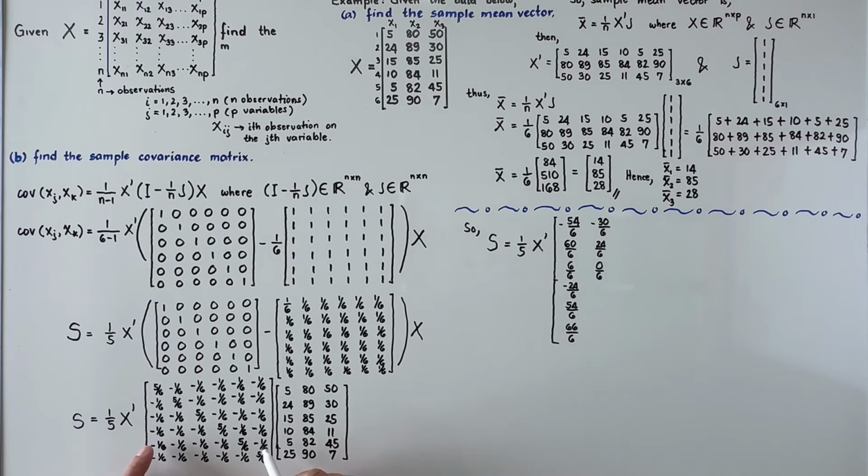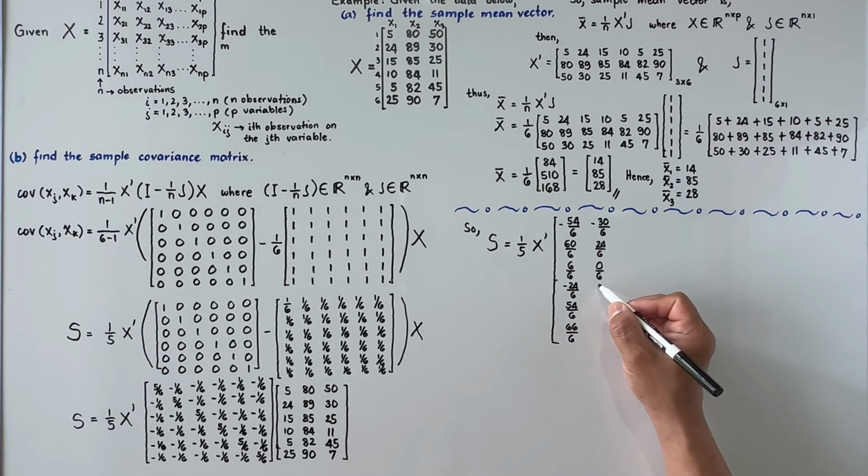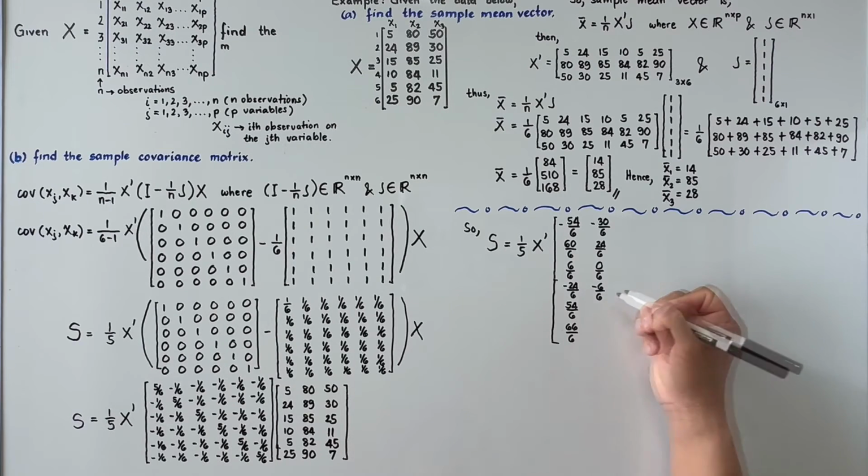Now, multiplying the fourth row by the second column, so we have negative 80 over 6 minus 89 over 6 minus 85 over 6, and then added to 5/6 times 84, which is 420 over 6, minus 82 over 6 minus 90 over 6. And adding those 6 products, we have negative 6 over 6 here.